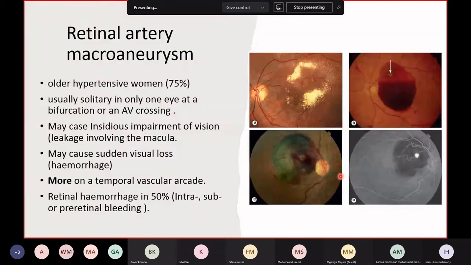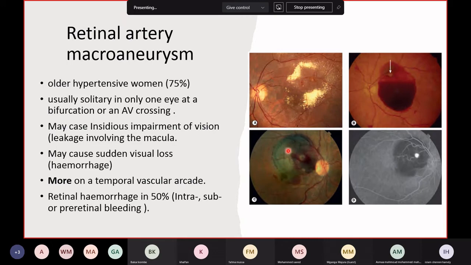Another disease is called the retinal artery macroaneurysm. You should think about this disease if you see an old hypertensive female with retinal hemorrhage in different layers of the eye. Those are the things that I need you to remember: female, old age, hypertension, bleeding at different levels of the eye. What I mean by that is, for example, a subretinal bleeding.